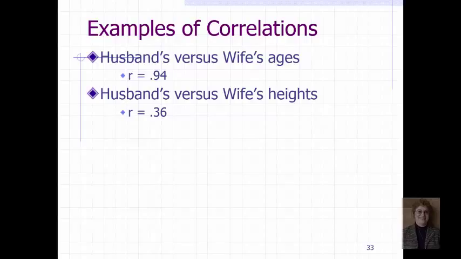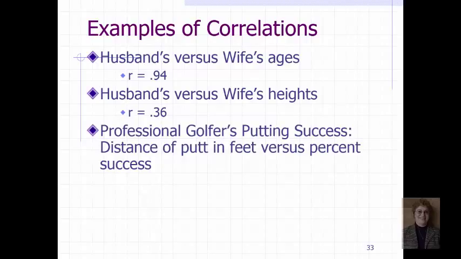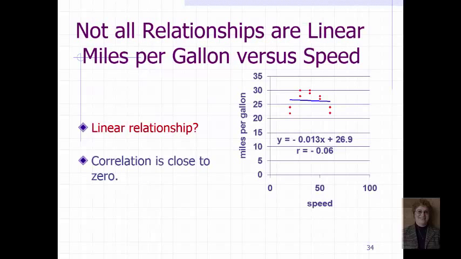And think about the next one. We've got a professional golfer's putting success, the distance of the putt versus the percent success. Short putts, high success; long putts, lower success. So we're going to get a negative correlation coefficient, but it's still pretty high because it's a professional golfer. Now, we can always calculate a linear correlation coefficient, but it doesn't always mean anything.